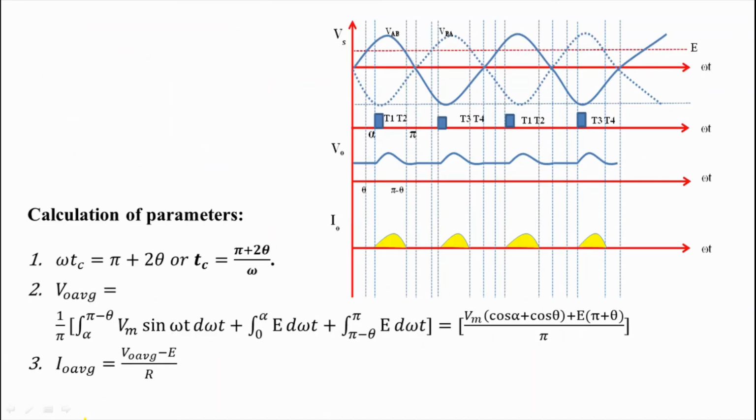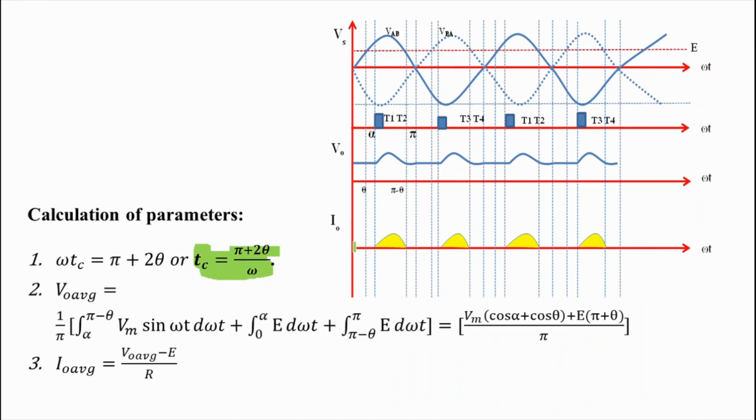Now based upon these waveforms, we will find the important parameters of this rectifier circuit. First, see in the circuit, each thyristor was reverse biased for a period of pi plus 2 theta. So that's why circuit turn off time will be equals to (pi plus 2 theta) by omega. Now what is average output voltage?